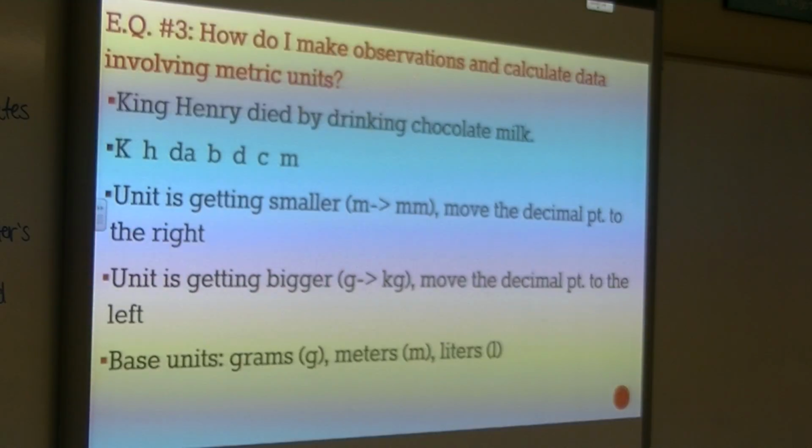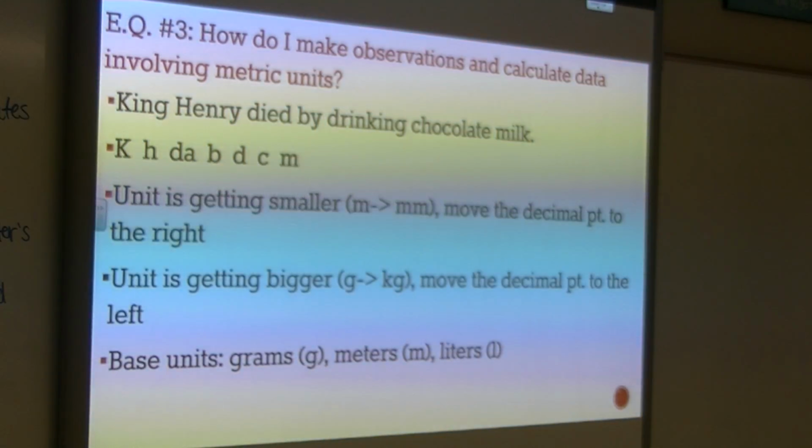Okay. Essential question 3 is how do I make observations and calculate data involving metric units? So we talked about remembering the sentence, King Henry died by drinking chocolate milk. It puts all of those metric units in order, or at least the ones that you need to know. And we talked about how the first letter of each of those words represents the prefix of our metric units. So kilo, hecto, deca, the base unit, deci, centi, and milli.